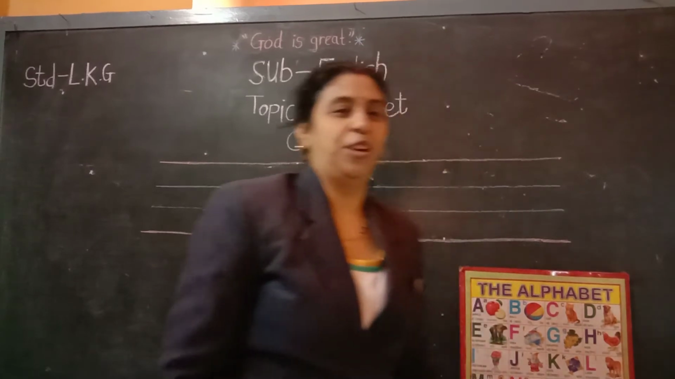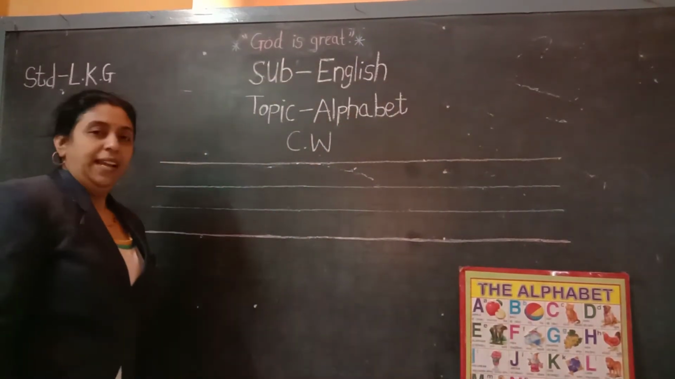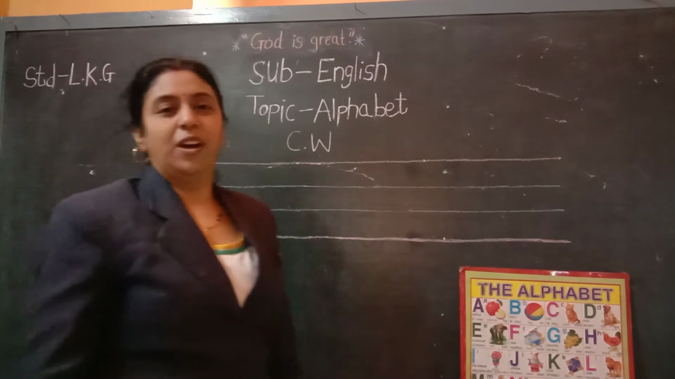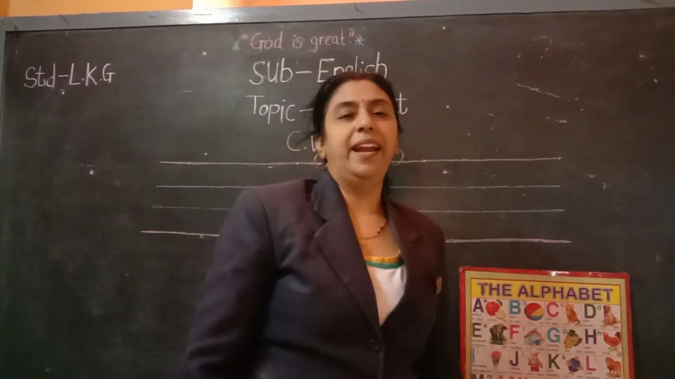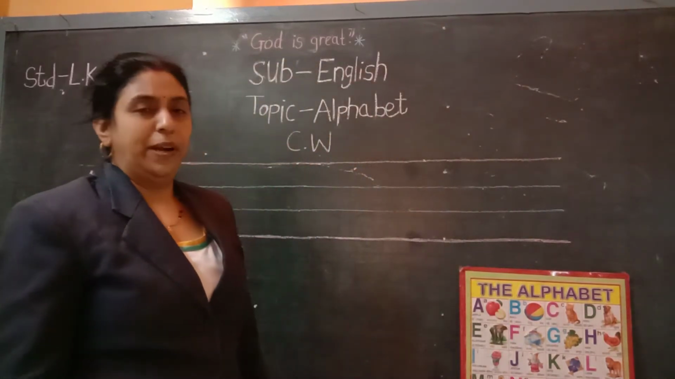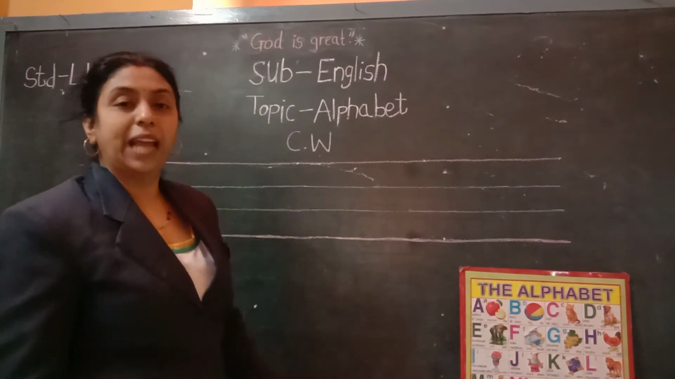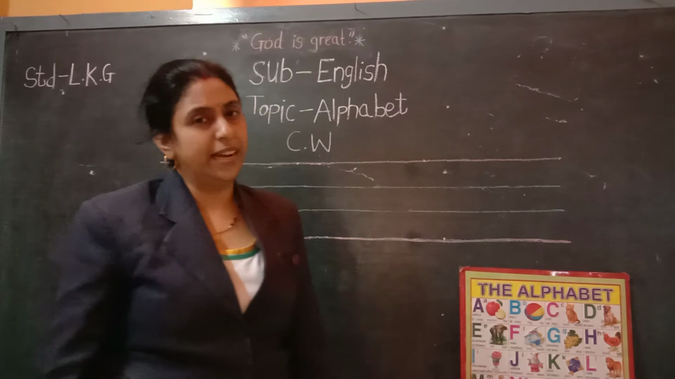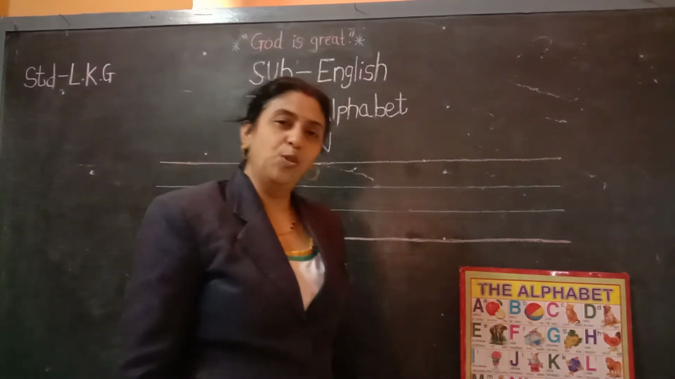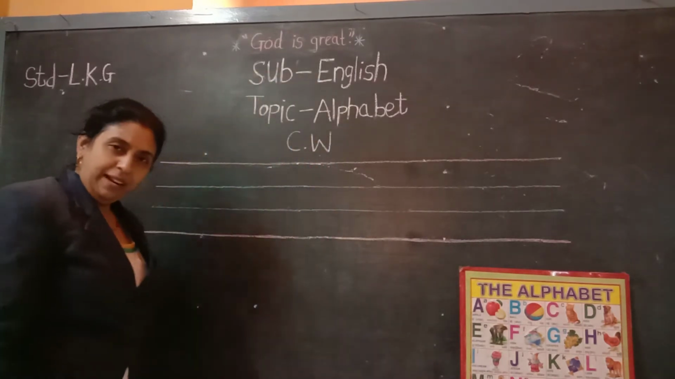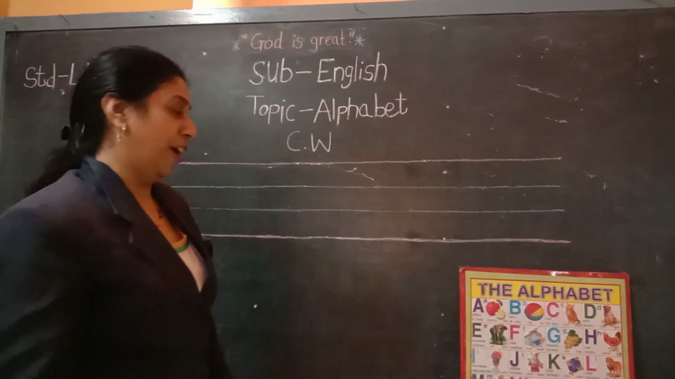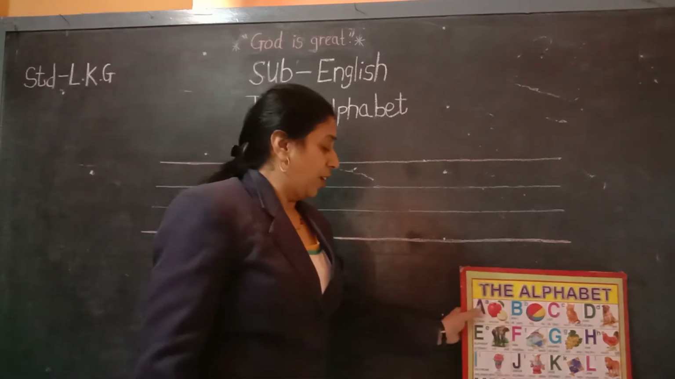Fine. Very good. In last class, you have learned how to read and write alphabets. In alphabets, you have learned how to write capital A to Z. Capital A to Z. Have you learned? Okay. Very good. Look here.